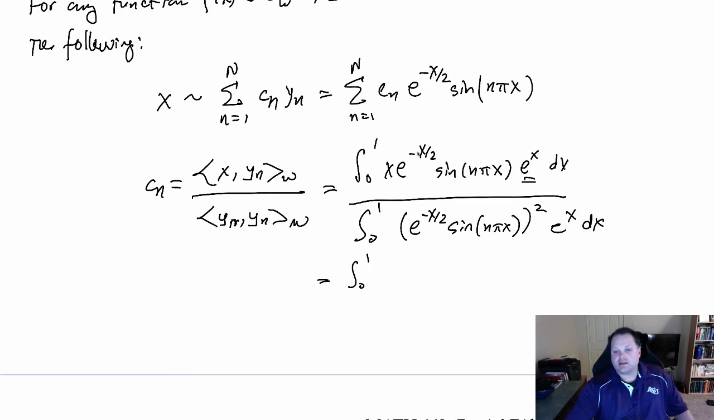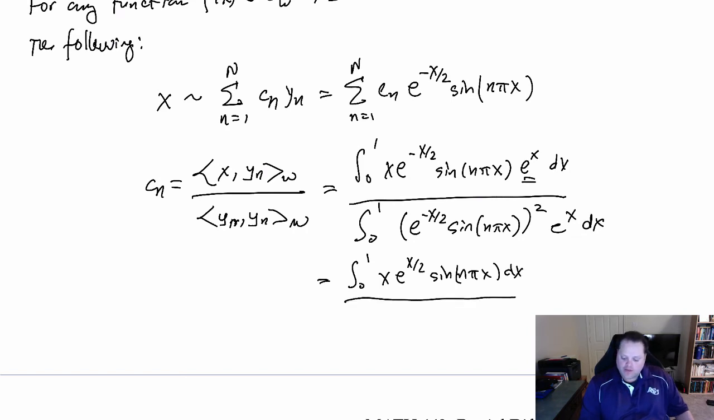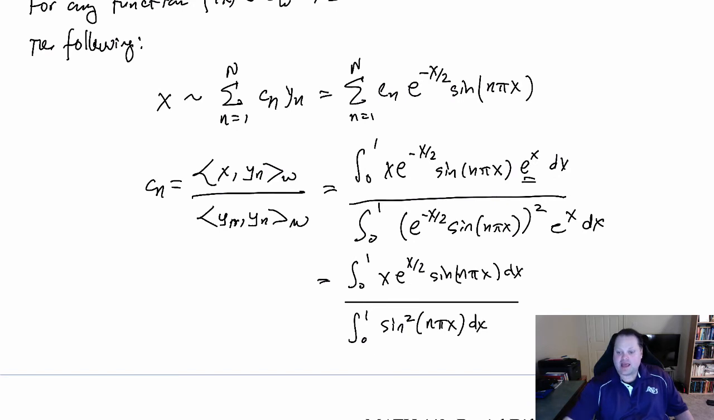This e to the x and e to the minus x over 2 is x e to the x over 2 sine n pi x. And then in the denominator, you get e to the minus x over 2 squared, which is e to the minus x, times the e to the x that's there. Those cancel. So you end up with our normal sine squared in the bottom, which we know is half of the interval length, which is 1/2.